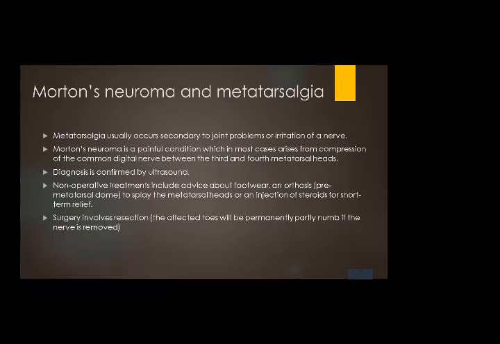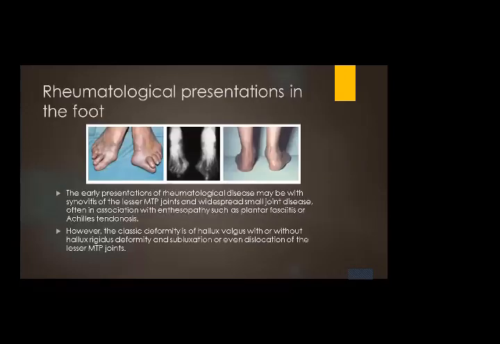Non-operative treatment includes advice about footwear, an orthosis, a pre-metatarsal dome to splay the metatarsal head, or an injection of steroid and local anesthetic can be advised. Surgery in this case involves resection of the affected toe's head, but it causes permanent or sometimes partial numbness of the nerve if removed.